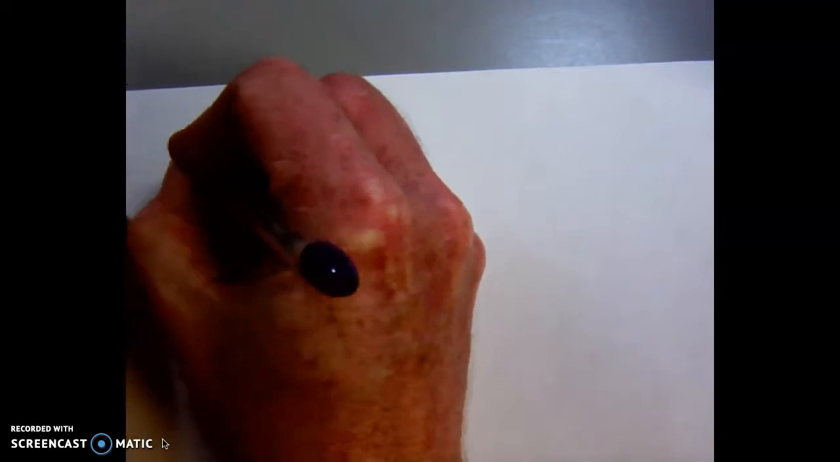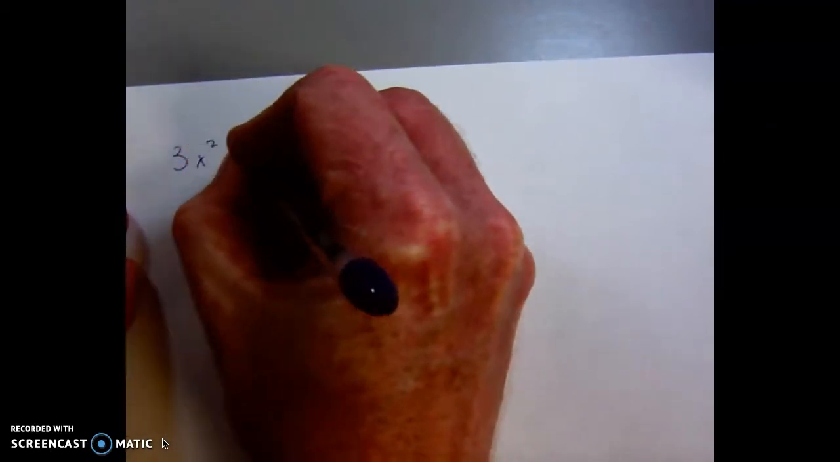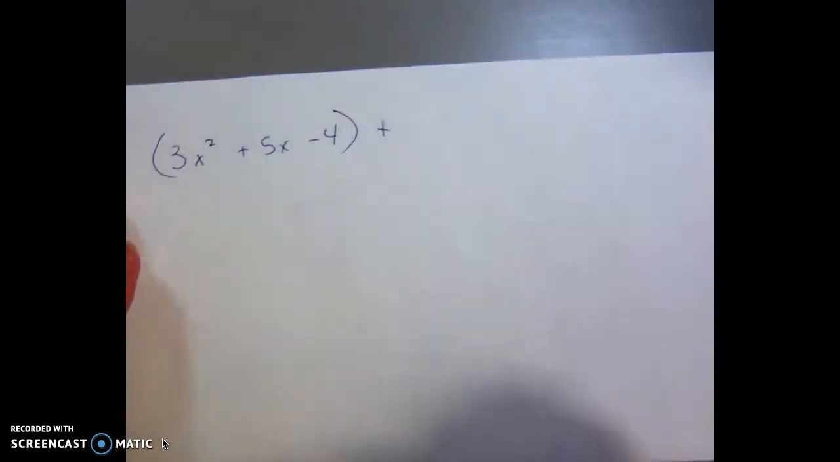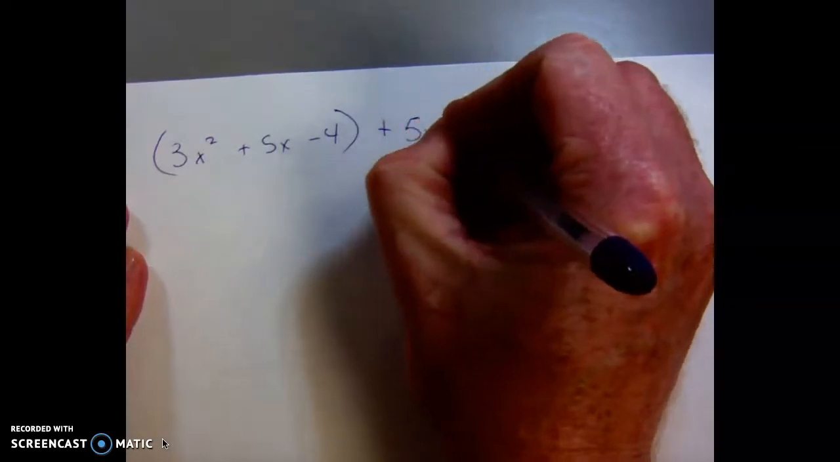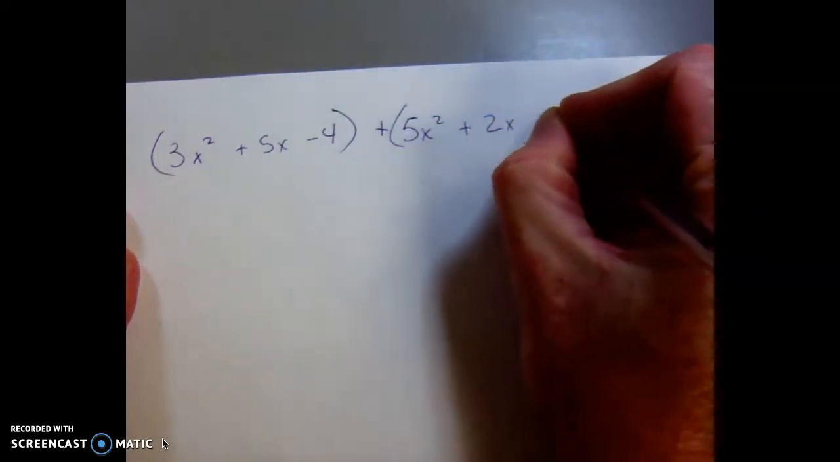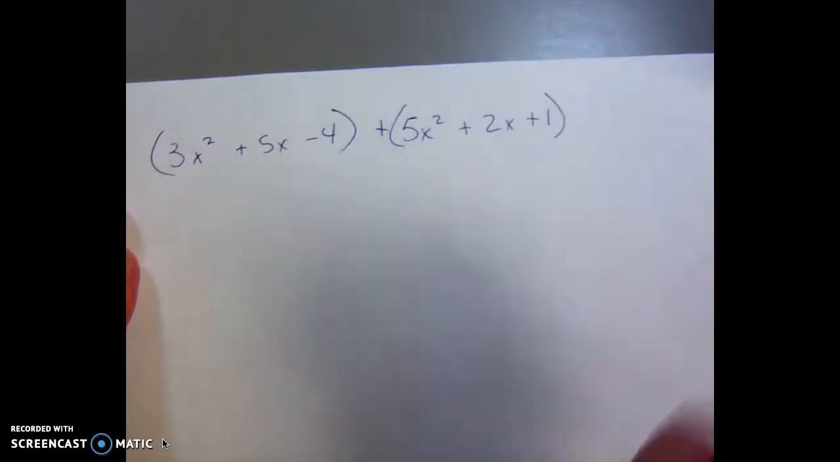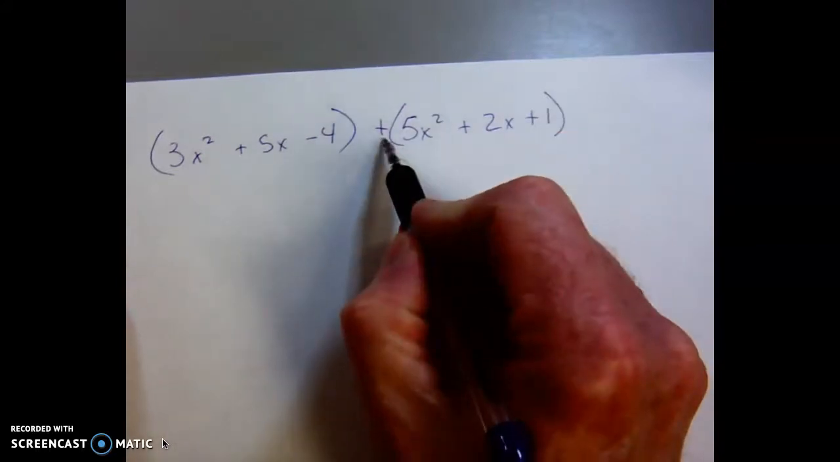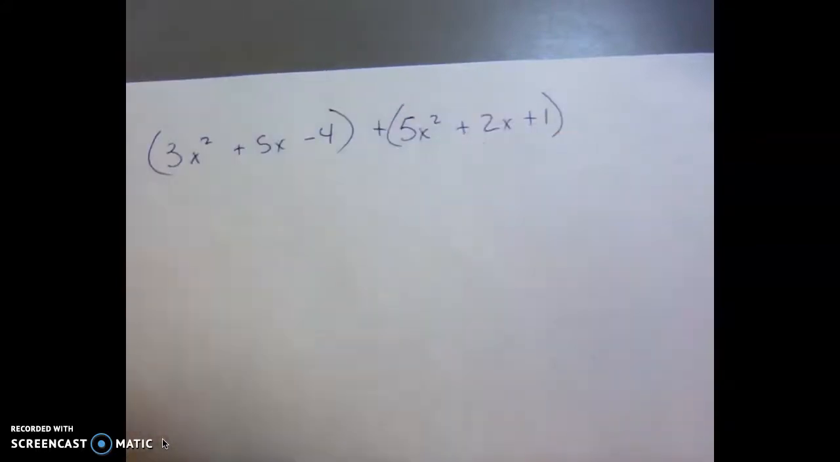So let's say we have 3x squared plus 5x minus 4, and we're going to add that together with 5x squared plus 2x plus 1. Okay, so to do that, remember if it's a plus in between the two polynomials, all we do is combine like terms.